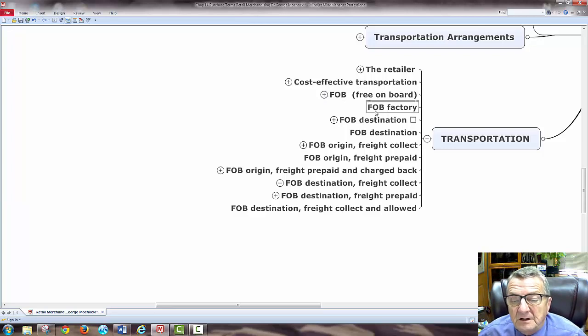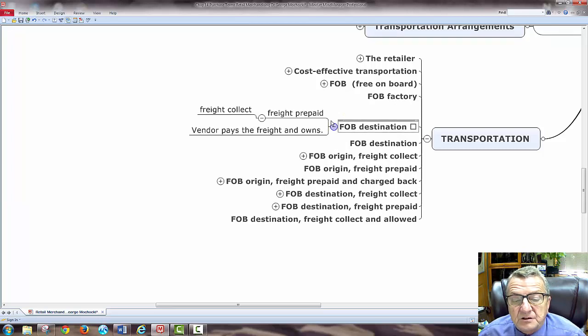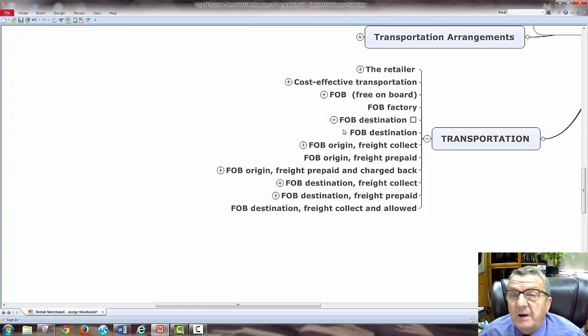Okay, free on board from the factory. Free on board destination. So this one, the factory is sensitive. Free on board, you don't pay. Freight prepaid, freight collected. So freight's prepaid, somebody already paid for it. Vendor pays the freight and owns it. Okay, it's mine, so if it's damaged, I got this one twice.